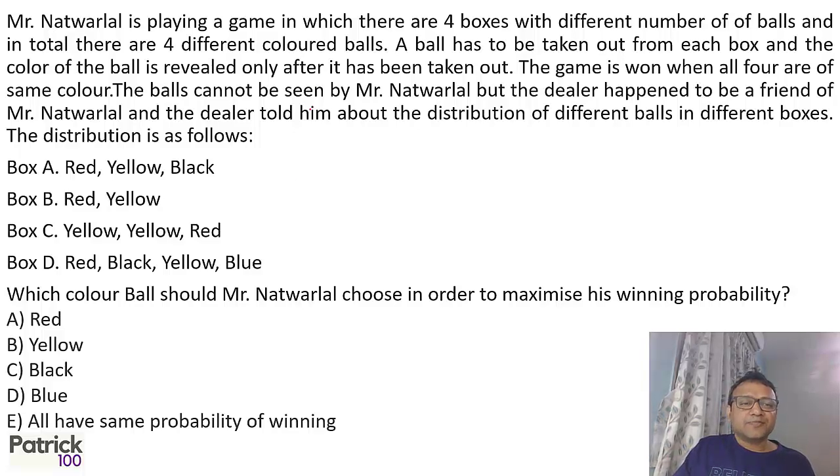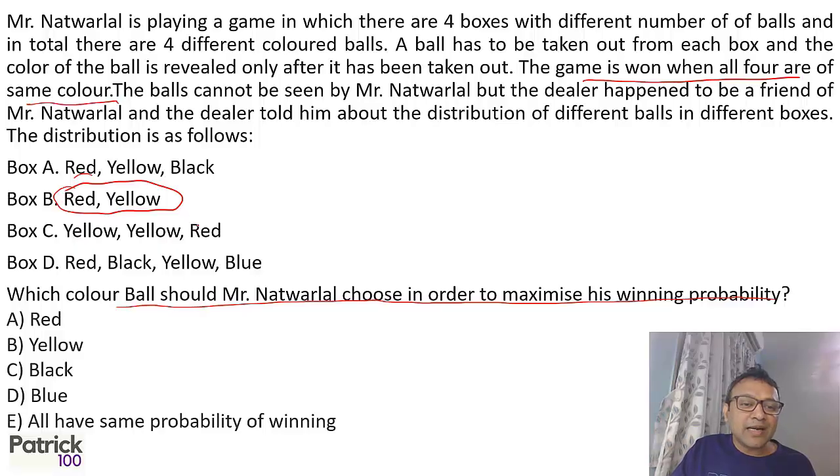Big sum, but looks easy. You can focus on which color ball Mr. Natwala should choose in order to maximize the winning probability. And how do you decide a win? The game is won when all 4 are of the same color. It has to be red and yellow, because box B doesn't have anything else. Everyone has red and yellow, except box C has more yellows, 1 extra yellow. So automatically you can make out that the winning chance will increase with yellow. You have to have red or yellow to win. For any other ball you will not win, because box B doesn't have black or any other color.